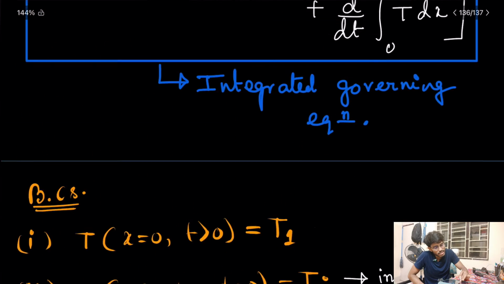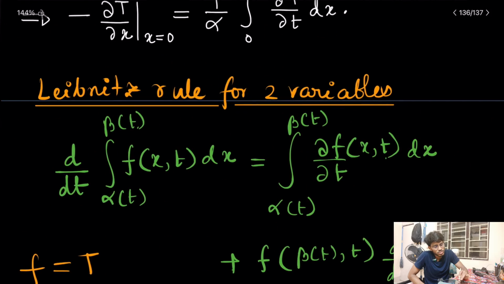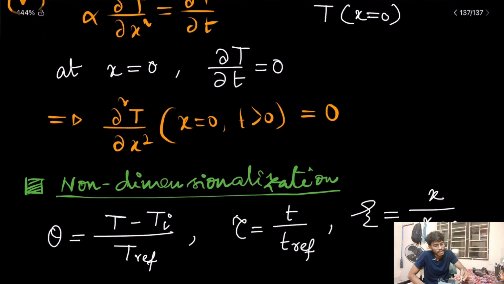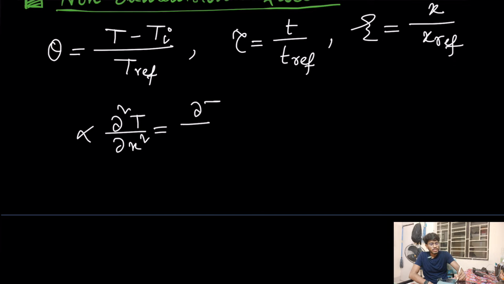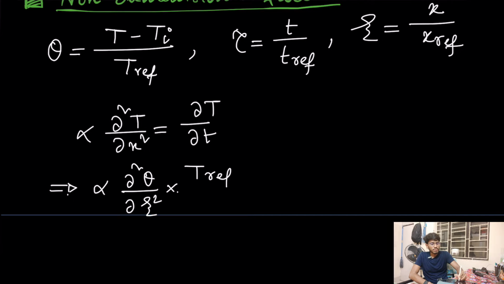So if I take it like this, then let me do the whole thing again. Okay. So our governing equation is this one, alpha is equal to del t. But if I do the non-dimensionalization, it will become, so at this time I will skip the explanation because I have done it ample amount of times.